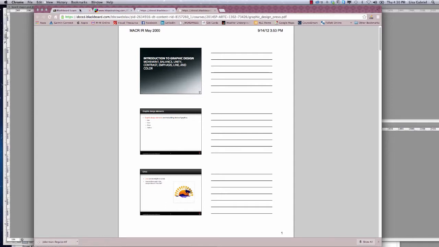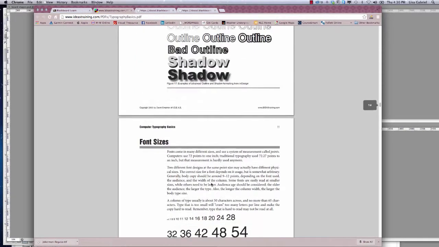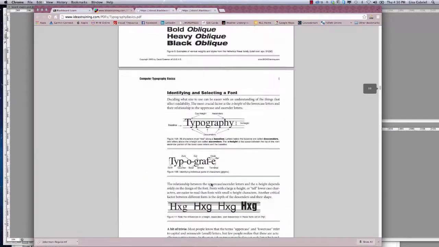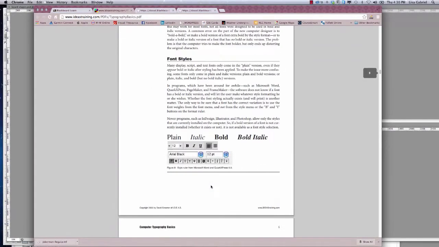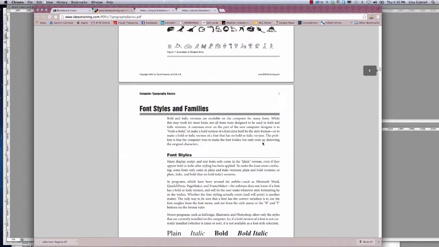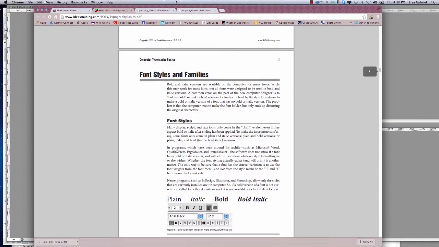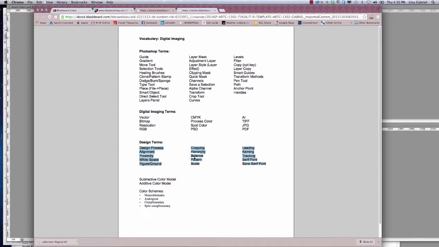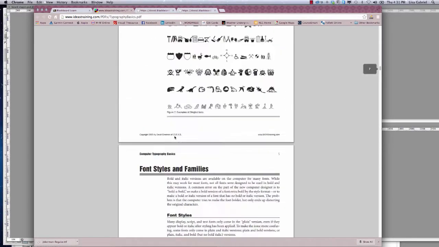I also provided you with another handout, and that handout is on typography and all the specifics related to typography. You don't have to read this whole thing. This is mainly for your reference. But as you're looking up your terms, there are some areas in here where I ask about specific terms related to type and typography. You'll find those in this handout here.